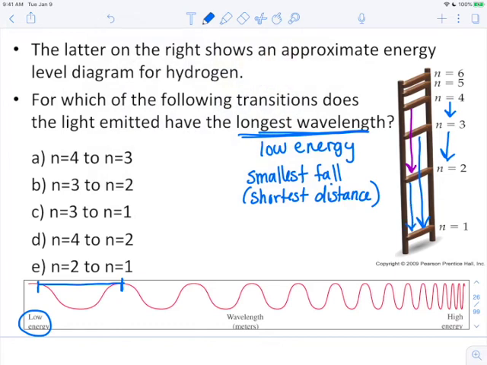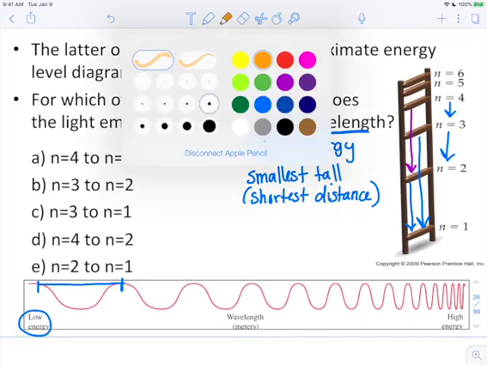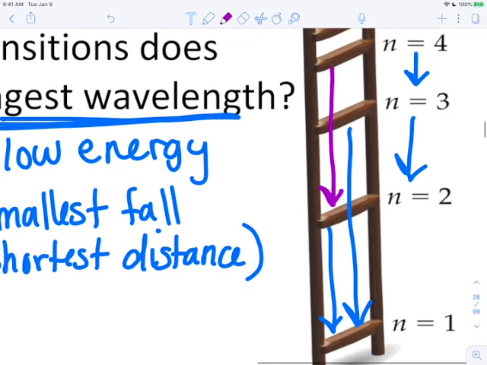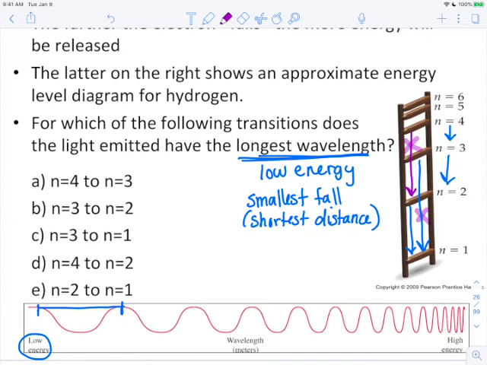All right, so we are looking for the shortest distance. So we don't want a really long fall. So this one right here, we don't want. It's a really long fall. It's going down 2 rungs. This one, again, we don't want. It's a long fall going down 2 rungs. So the 3 to 1, I'm going to cross out. And the 4 down to 2, we're going to cross out as well.